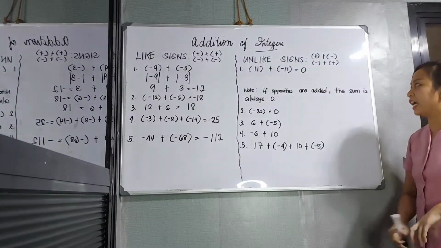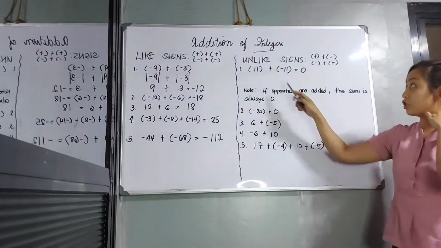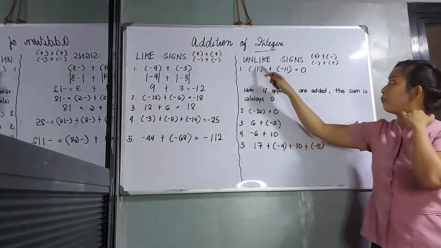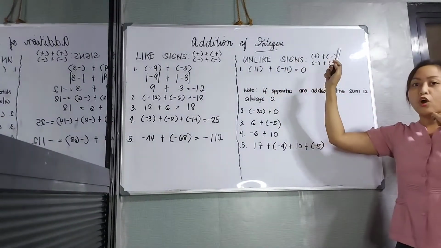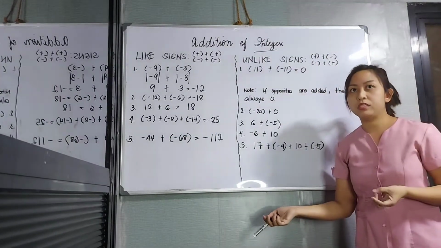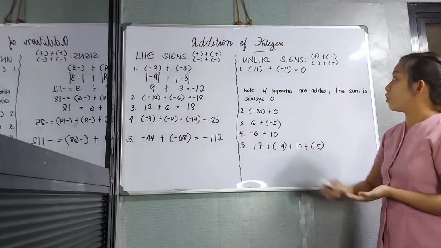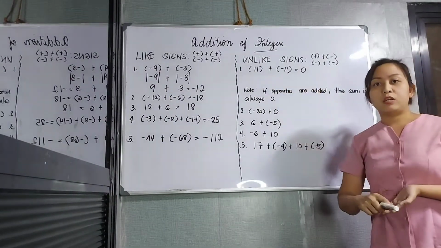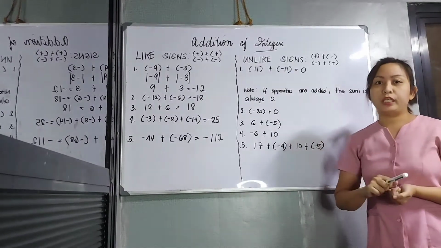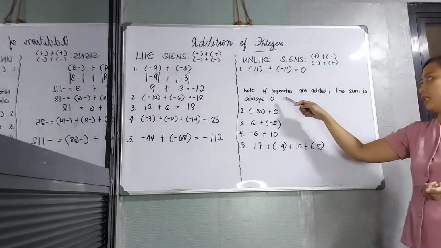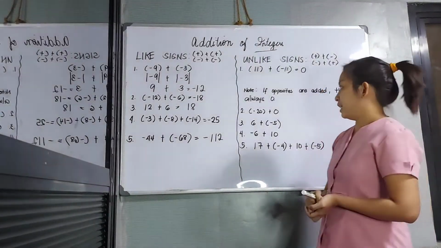So, ano nangyari? Kahit addition yung ating lesson, kapag unlike sign ang given, we are going to find the difference. When we say find the difference, we are subtracting the numbers. So, 11 minus 11 is equals to 0. Okay, we apply the addition property of opposite, which states that if opposites are added, the sum is always 0.